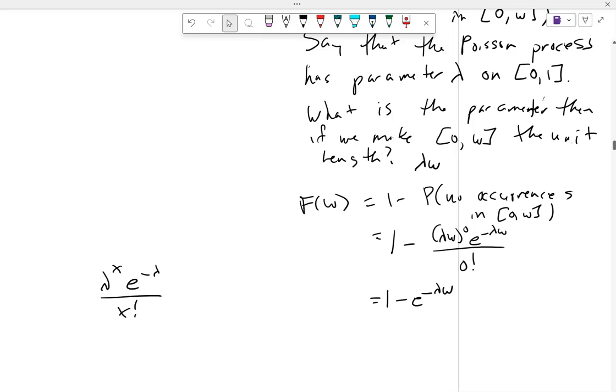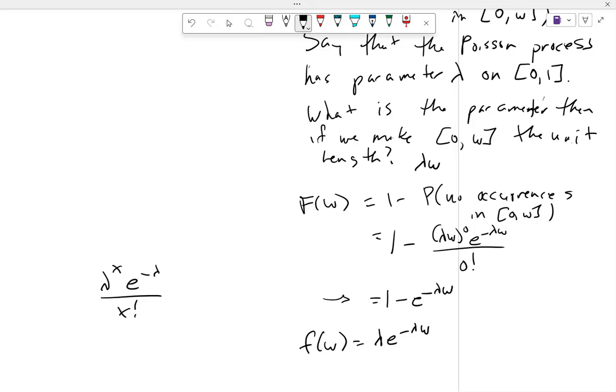How do we get to the PDF? Derivative. When you differentiate, the 1 will go away. You'll bring down a negative lambda, so the negatives will make a positive. You'll get lambda e to the negative lambda w. Okay. So now we have a PDF. Now we can answer questions. Even better, we have the CDF. We can answer questions, right?